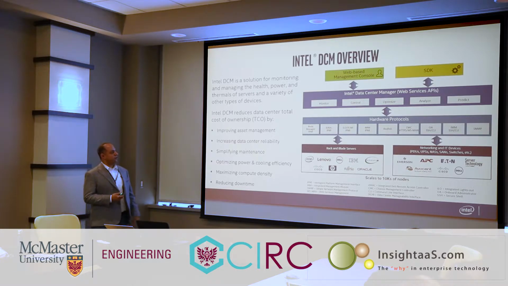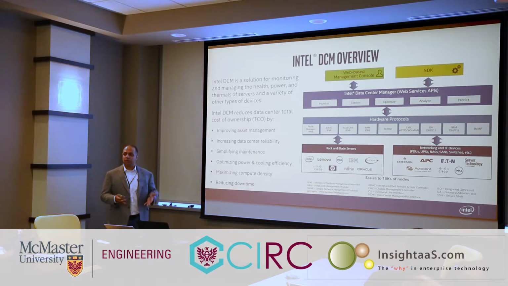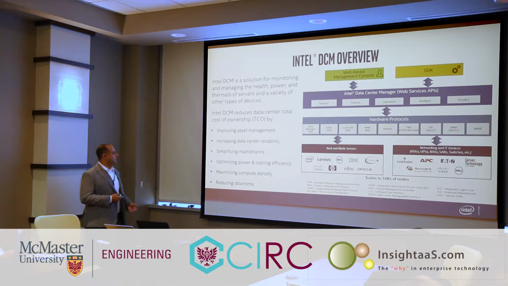Yeah, so the whole idea of DCM is to basically reduce your total cost of ownership by improving asset management, being able to increase your data center reliability. There's ways to control what those servers do when you have a power failure. There's something called emergency power reduction that is built into the hardware that we take advantage of. And then we talked earlier today about cooling and thermal granularity, thermal analysis and cooling efficiency. So there's a lot to talk about here.